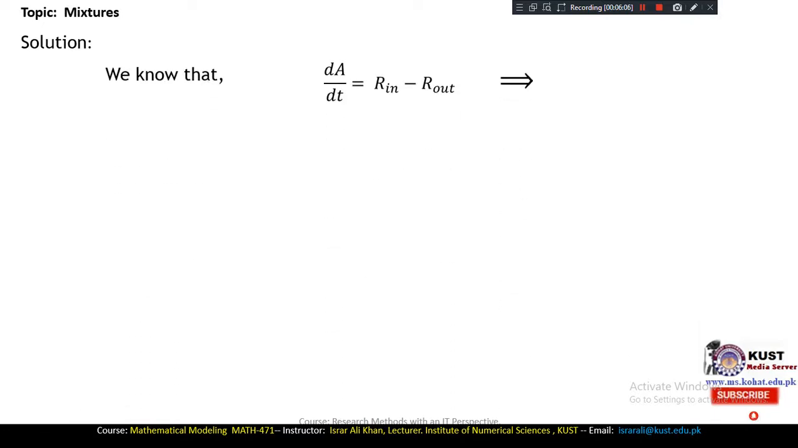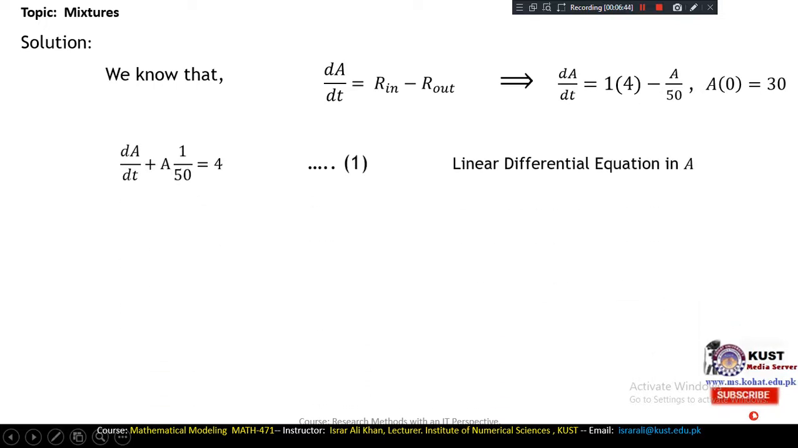Now this is a solution. We know that the rate at which the amount of salt changes is equal to R in minus R out, and 1 is the amount of salt per liter and 4 is the rate at which the salt is pumped into the mixture. And we know that the rate at which the salt is leaving the system is equal to A divided by 50. And we are given that initially 30 grams of salt is dissolved in the mixture. Meaning when time t is equal to 0, the amount of salt is 30.